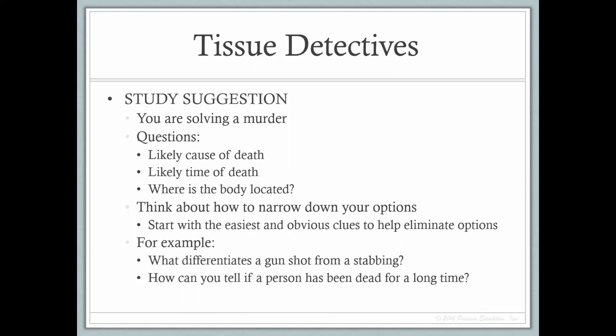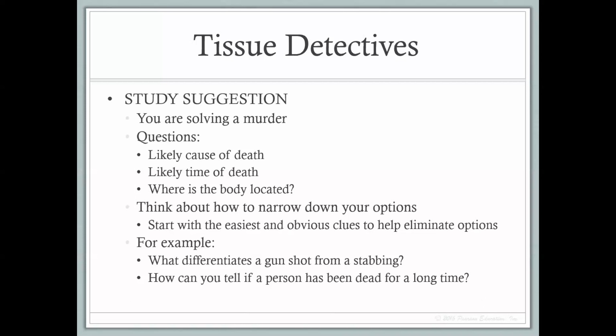So it's all about, if you were a homicide detective, thinking about how to narrow down all of your options. Because remember, before you open that door and before you see the body, everything is a possibility. So you need to start with the easiest and most obvious clues to help eliminate the things that you know it's not. For example, I already said, what are the basic obvious things that differentiate a gunshot from a stabbing, a poisoning from a beating with a candlestick?